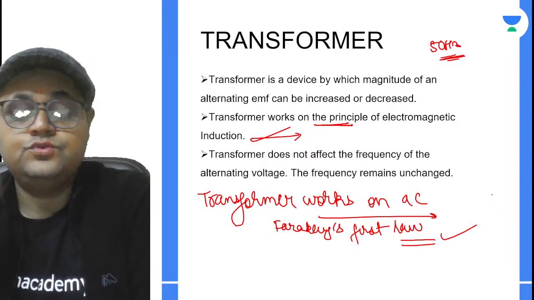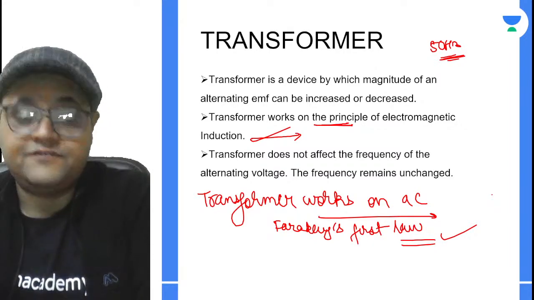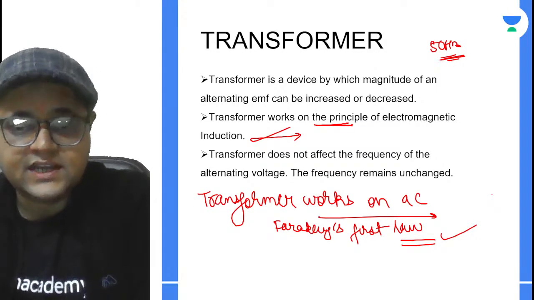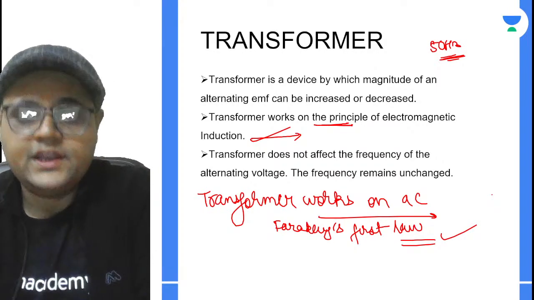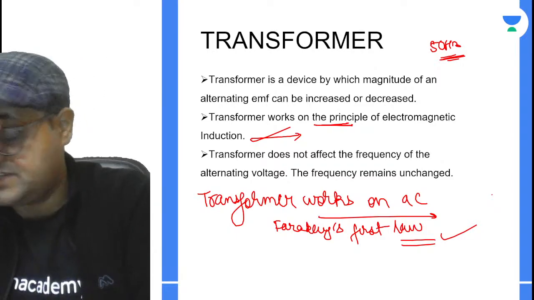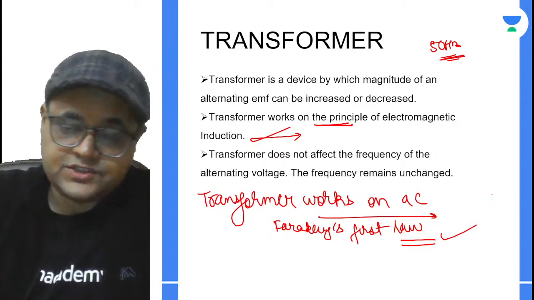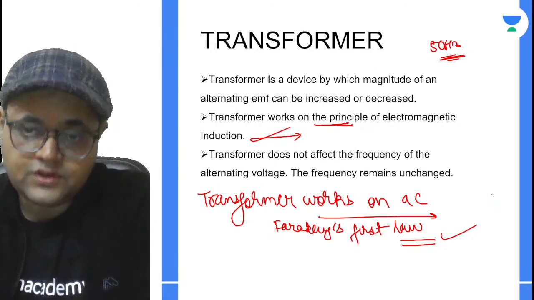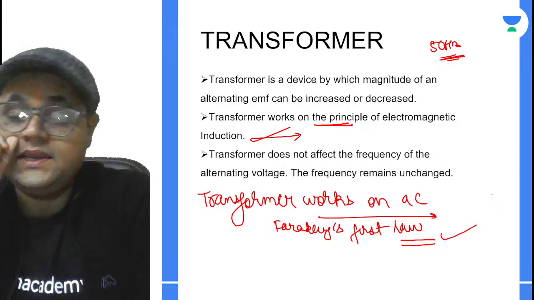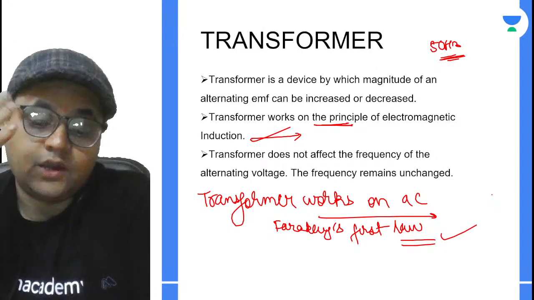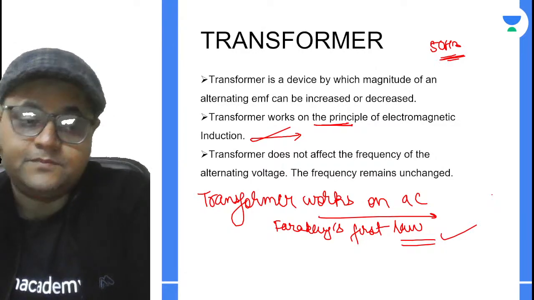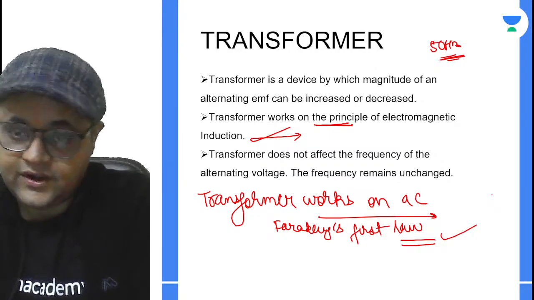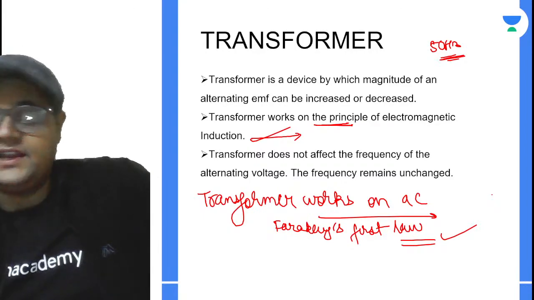If you are using a direct current, I have just told you the basic difference between a direct current and an alternating current. And what is the difference? A direct current has a constant magnitude. Yes, you're getting that point. Once the magnitude of the direct current is constant, is it possible to vary the current and have a changing flux? No, you cannot have a change in flux with a constant current.